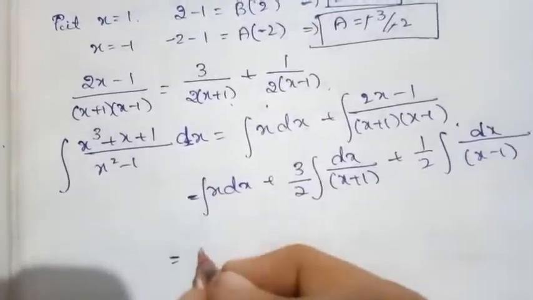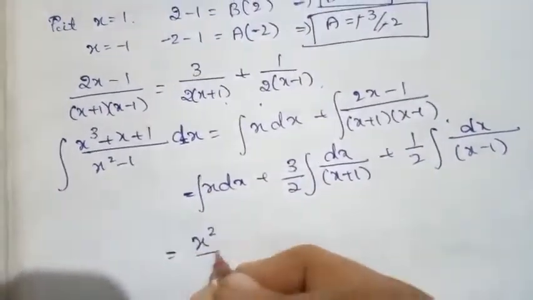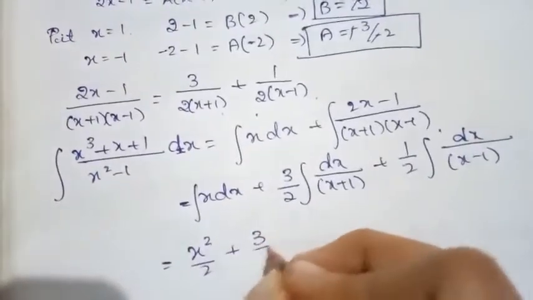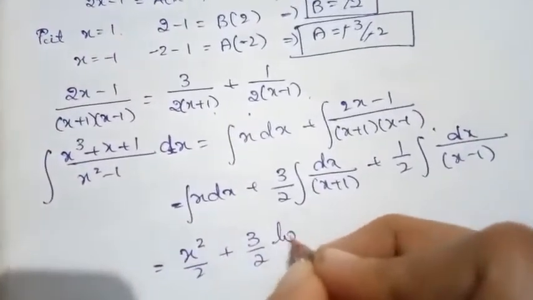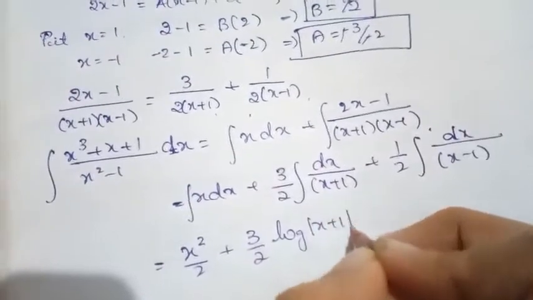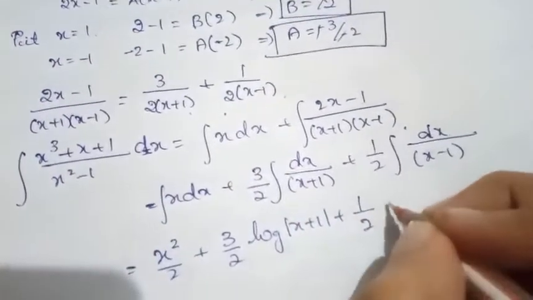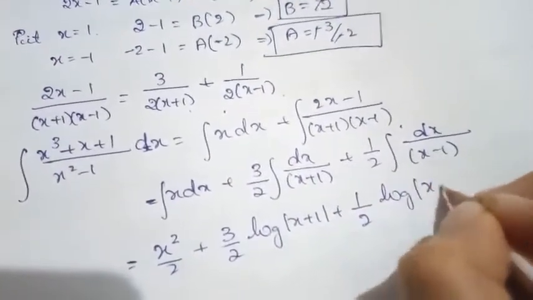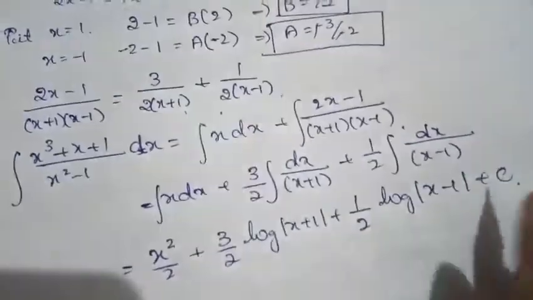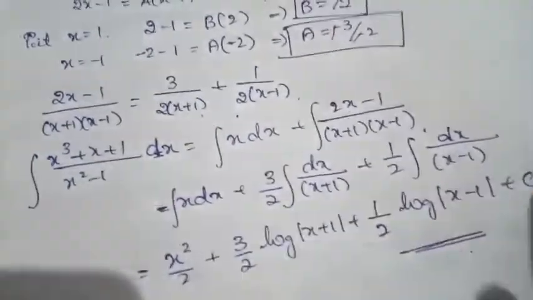So integration of x with respect to dx is x square by 2, plus 3 by 2 integration of 1 by (x plus 1) is log mod (x plus 1), plus 1 by 2 into integration of 1 by (x minus 1) is log mod (x minus 1), plus c. So this is the integral of the given question.